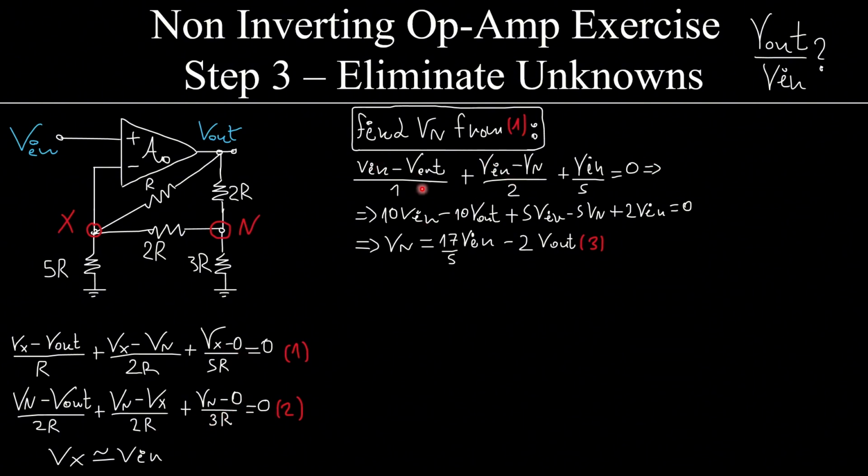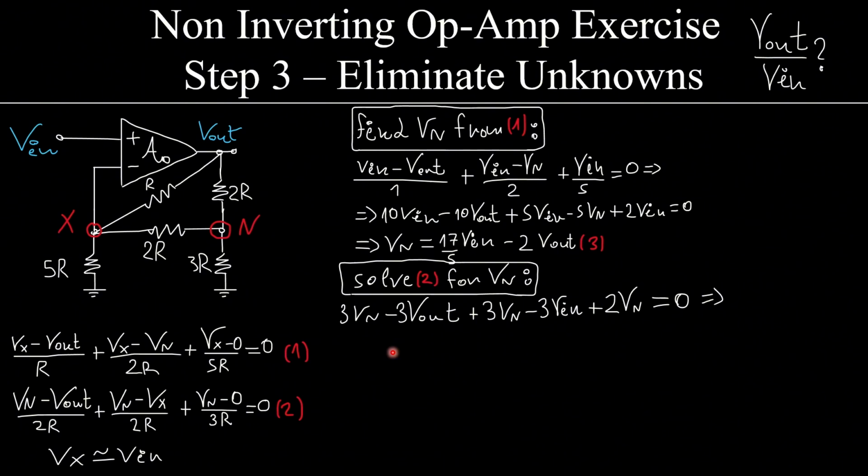So, do basic algebra over here. Vn will be equal to something Vin minus something Vout. I did this in equation 1 because I knew that Vx is equal to Vin. On to solving now this. We solve for Vn again, as we did before. We do pretty much the same thing, all right? Multiply with R, separate the terms, and come up with this result. Vn is something Vout plus something Vin.